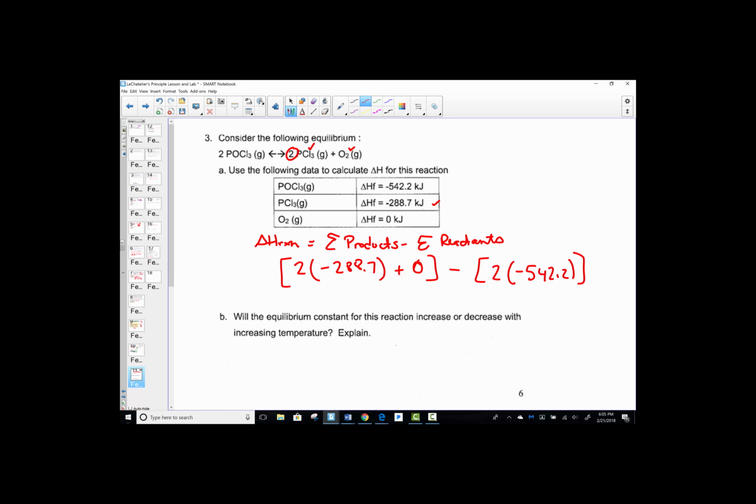Let's sum the products. 2 times negative 288.7 is negative 577.4 plus a 0 minus 2 times negative 542.2.